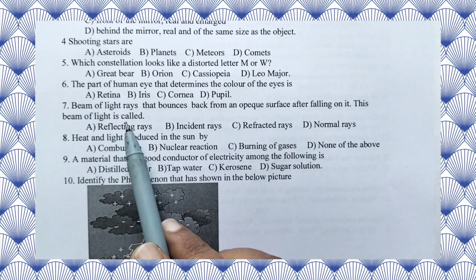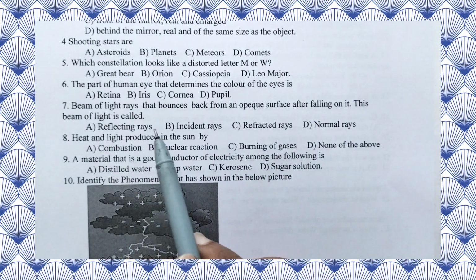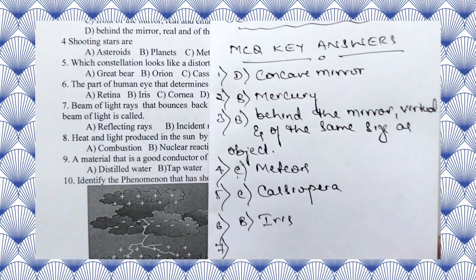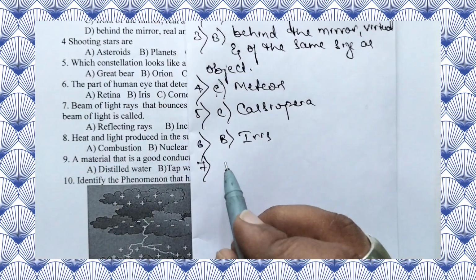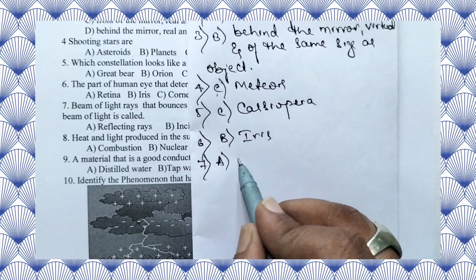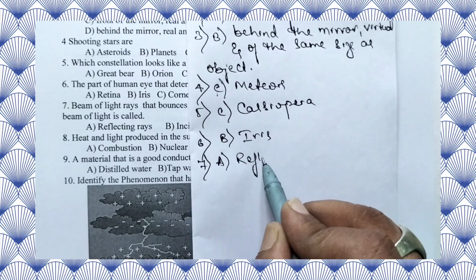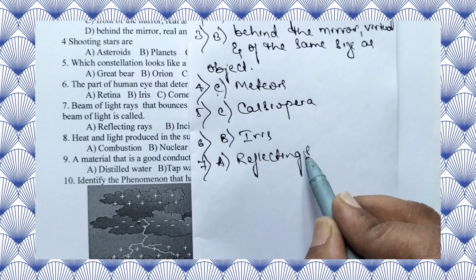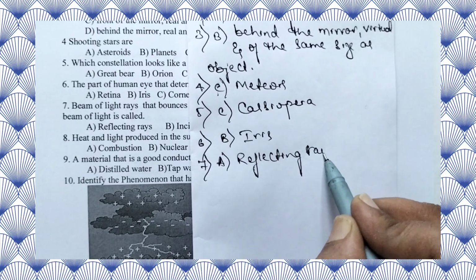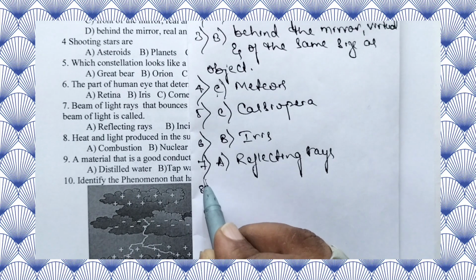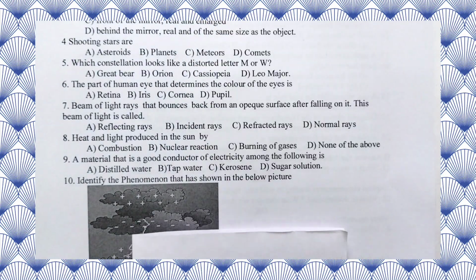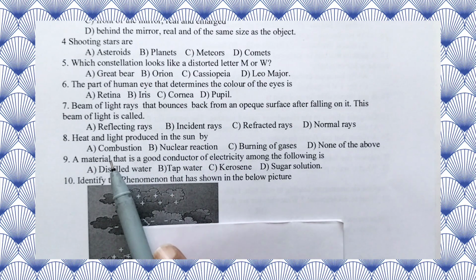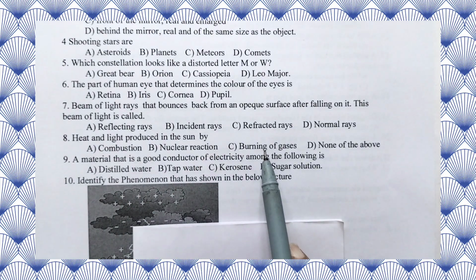A beam of light rays that bounces back from an opaque surface after falling on it. This beam of light is called reflecting rays, incident rays, refracted rays, or normal rays. So the right answer for the seventh question is option A, reflecting rays.